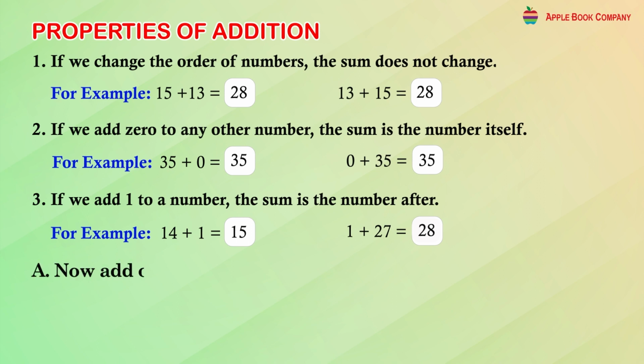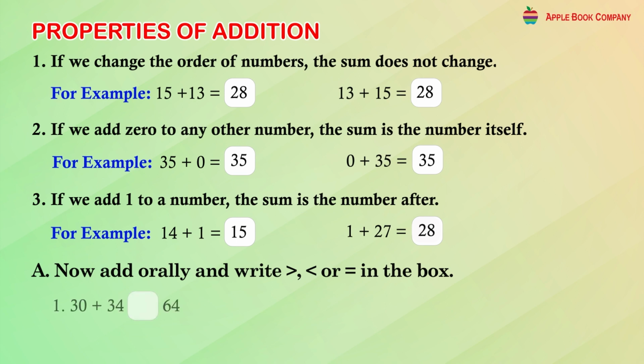Now in this exercise, we are going to add orally and write the greater, smaller or equal symbol in the given box. Now let us look at some of the examples. 30 plus 34 and 64. 30 plus 34 is equal to 64. 30 plus 28 and 57. 30 plus 28 is 58, which is greater than 57. 22 and 10 plus 6 plus 7. Now what is 10 plus 6 plus 7? It is 23. 22 is lesser than 23.